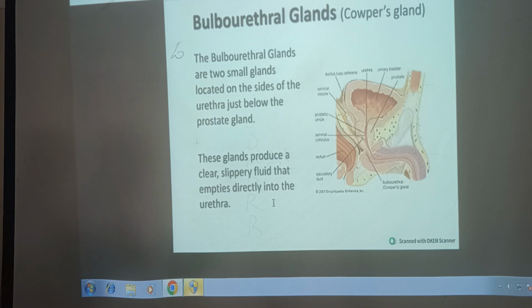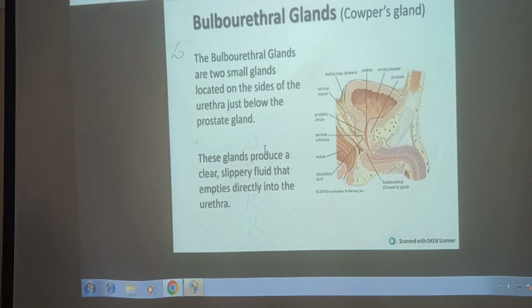The bulbourethral glands are two small glands located on the side of the urethra just below the prostate gland. The glands produce a clear, slippery fluid that empties directly into the urethra.